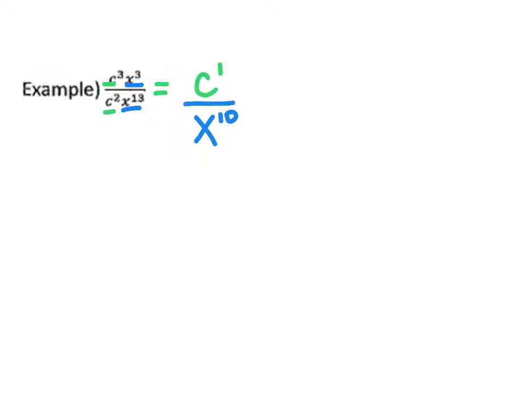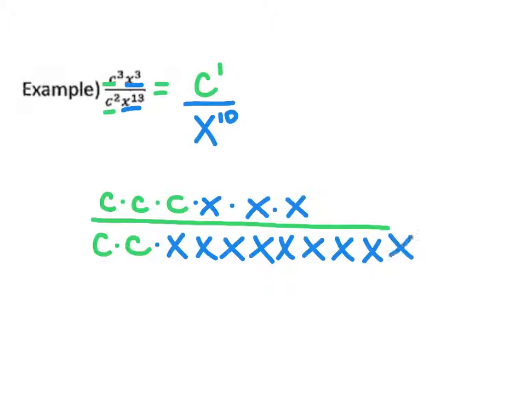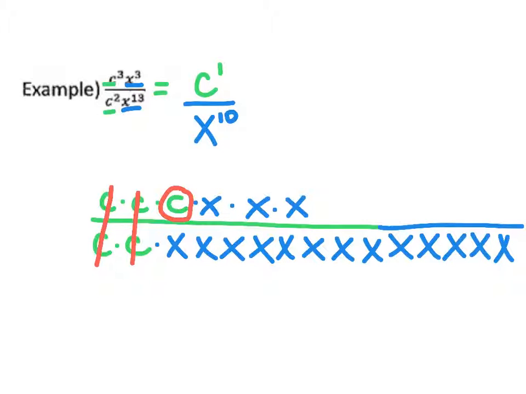The reason for this is if you expand these out, c times c times c on top, and c times c on the bottom, and then your x's, we have 1, 2, 3 on top, and we have 13 on the bottom. 1, 2, 3, 4, 5, 6, 7, 8, 9, 10, 11, 12, 13. Almost ran out of room. Alright, when you look at dividing things and things crossing out, these c's will cross out. C divided by c is 1. C divided by c is 1. And so I'll have one c left on the top, which is where I put it in my answer.